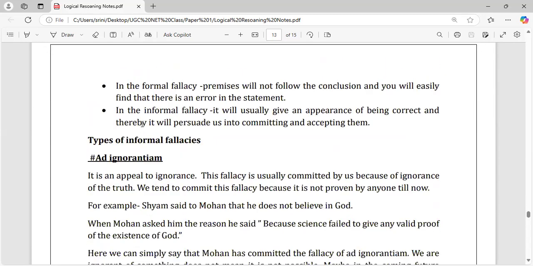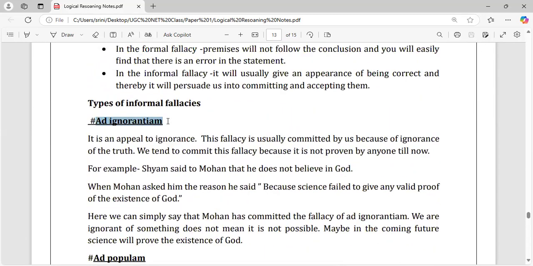Different types of informal fallacies include ad ignorantium. It is an appeal to ignorance. This fallacy is usually committed by us because of ignorance of the truth. We tend to commit this fallacy because it is not proven by anyone till now.